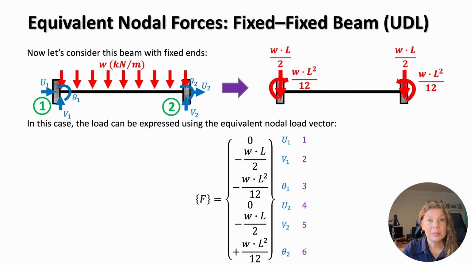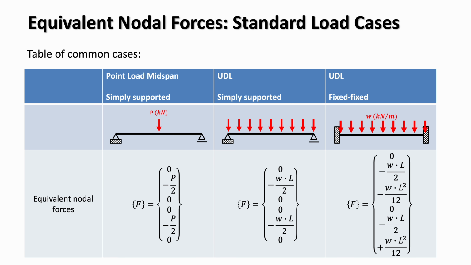The vector can be mapped onto the global force vector using the element's degree of freedom indices when we assemble the structure. Here is a summary of standard equivalent nodal forces for some common cases. A point load at midspan splits evenly as nodal forces at each end. A uniform load on a simply supported beam becomes nodal forces only, each of minus WL divided by 2, and a uniform load on a fixed beam produces both nodal forces and end moments. These standard cases are widely used and form the basis for most practical load representations in the stiffness method.